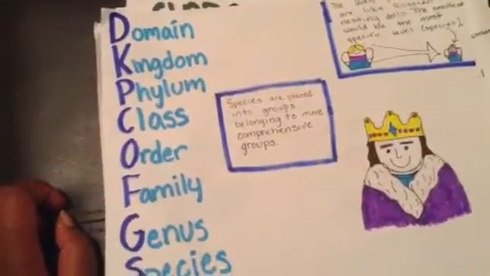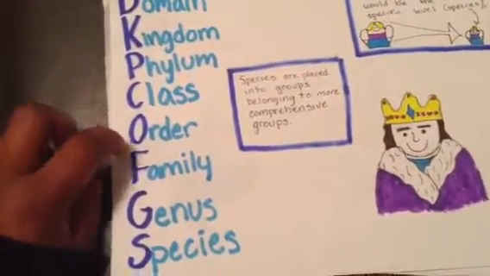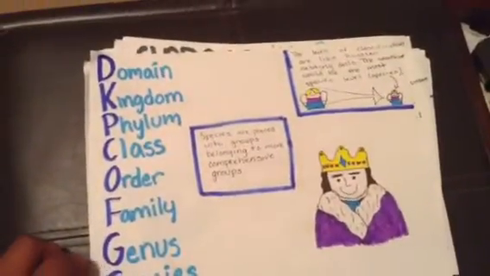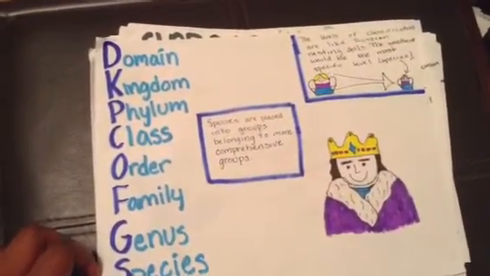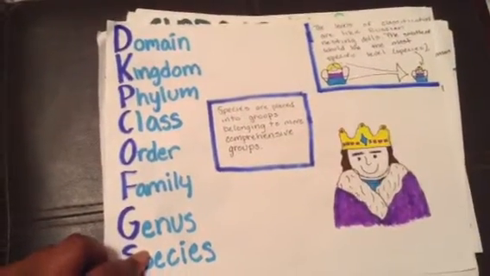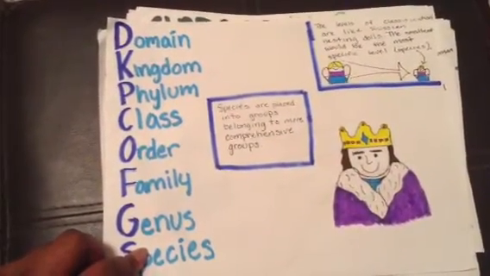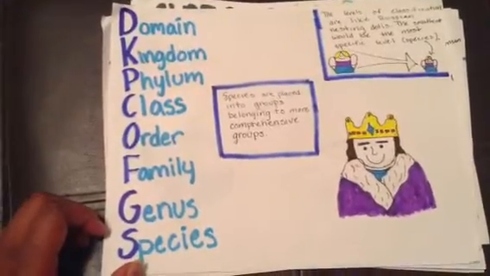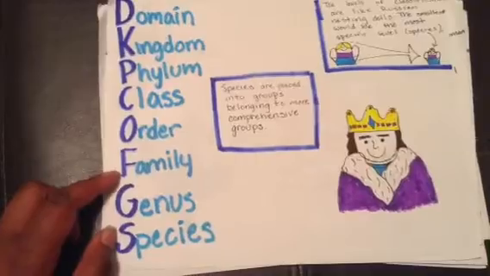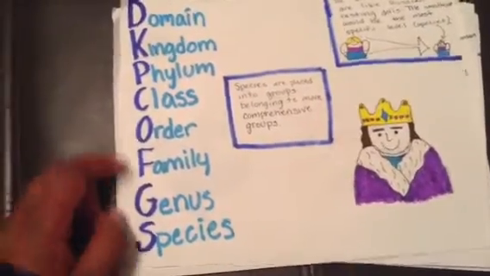These are the levels of classification: domain, kingdom, phylum, class, order, family, genus, and species. The levels of classification are like Russian nesting dolls. The smallest would be the most specific: species. Species are placed into groups belonging to more comprehensive groups. Groups of species are placed into genuses, groups of genuses are placed into families, groups of families are placed into orders, and so on.